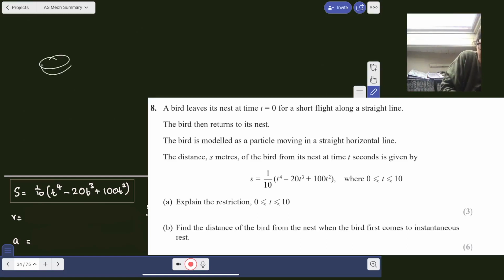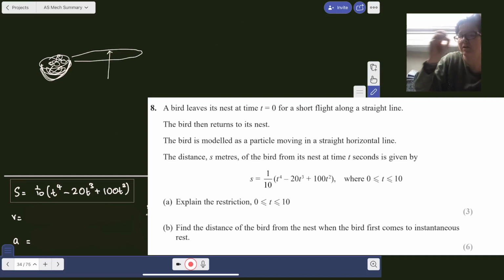So here's the nest. Doesn't really look like a nest, but anyway, it's a nest. There's the nest, and then the bird flies away and then flies back. And then at a particular point there, if we measure S, we're not measuring how far it's travelled so far, but how far away it is from the nest, how far it is compared to where it originally started. Well, that's displacement, right?